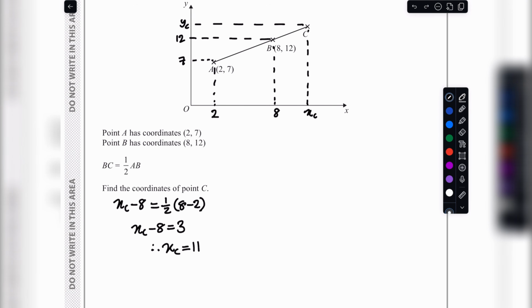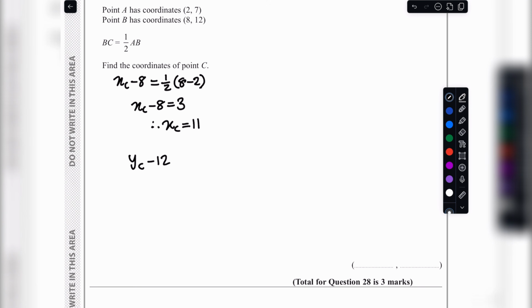And to determine the y coordinate of the point C, we can simply use the diagram again and the equation. We have yc minus 12 equals a half multiplied by 12 minus 7. So yc minus 12 equals 2.5. Therefore, yc equals 14.5. So the final answers are 11 and 14.5.